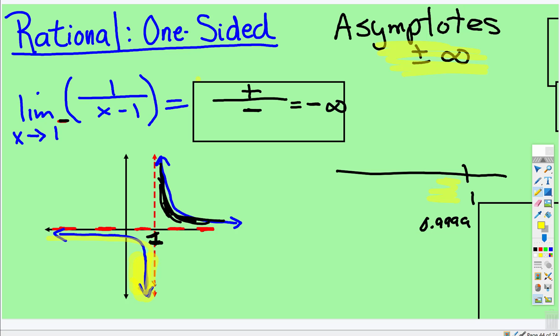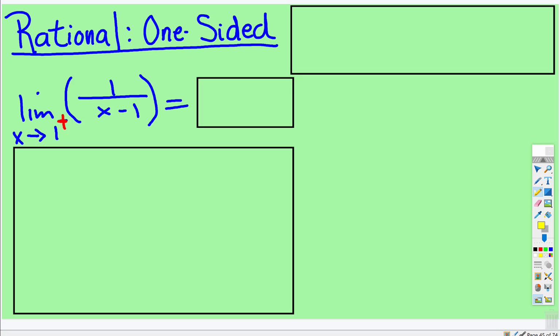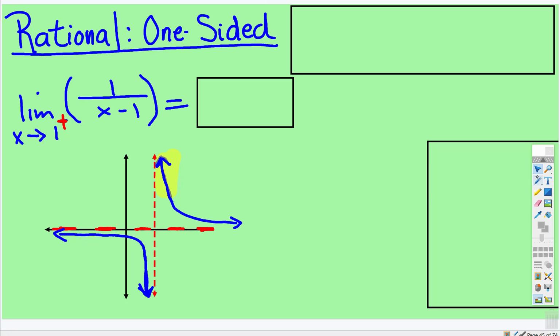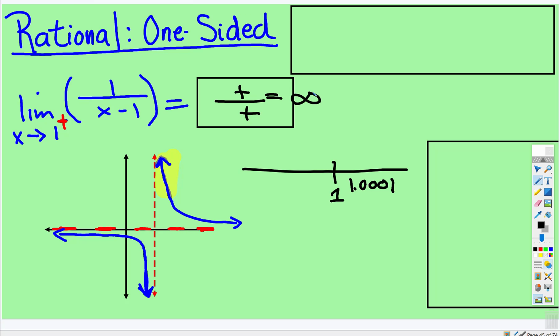So that is, let's see, what would the next one be? Now, coming from the right, so coming from the right side of 1, we would have 1.0001. Well, a number bigger than 1 subtract 1 is a positive. The numerator is a positive, so positive infinity, and you can look graphically.